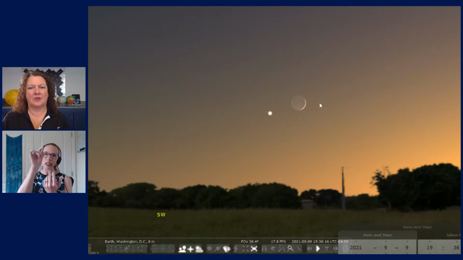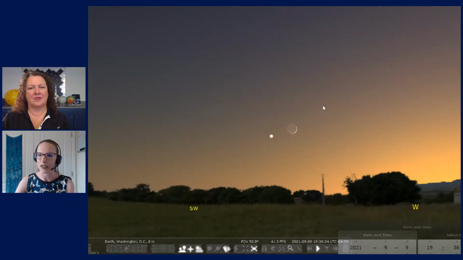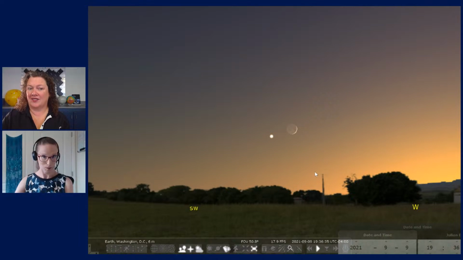So we just see that little part of it that's lit up. And then you notice this really bright thing next to it. And I would love to know if there are any guesses as to what that is. Beth, do you know what it is? I do know what it is. I know that it's a planet, correct? Mm-hmm. It is.